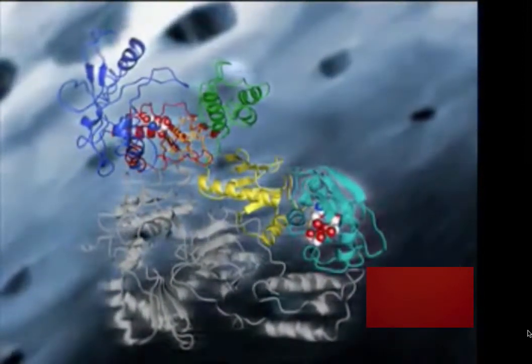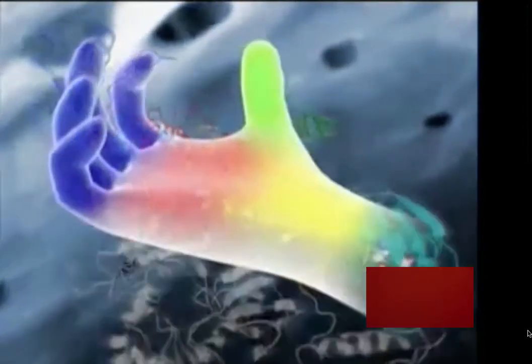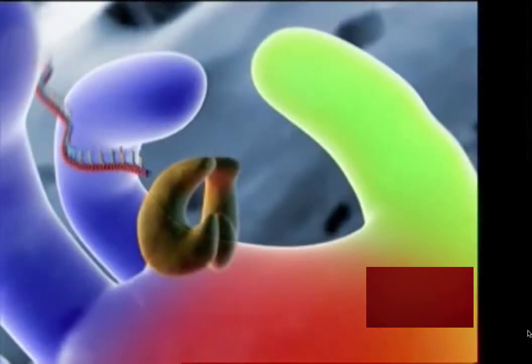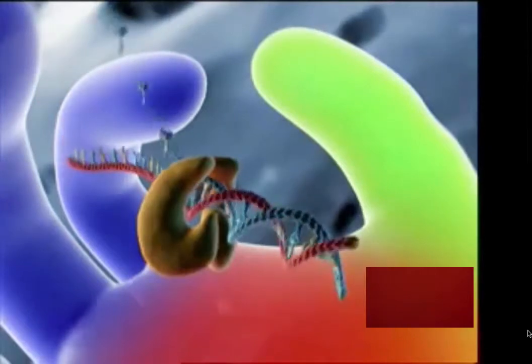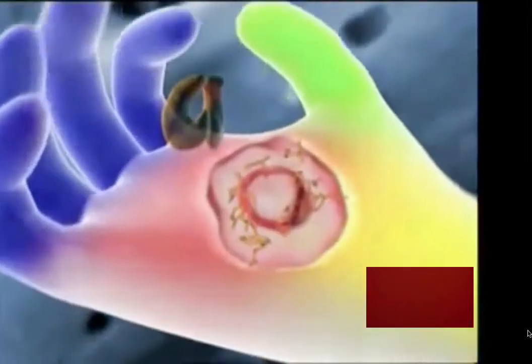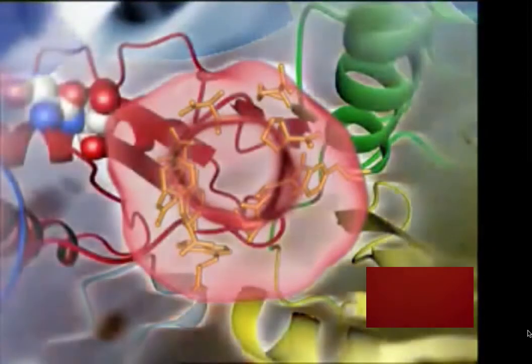The thumb region of reverse transcriptase is flexible. It opens and closes like a hand. Only the closed position allows transcription of RNA. The base of the thumb has a hydrophobic, pocket-like binding site. This is the target of NNRTIs.